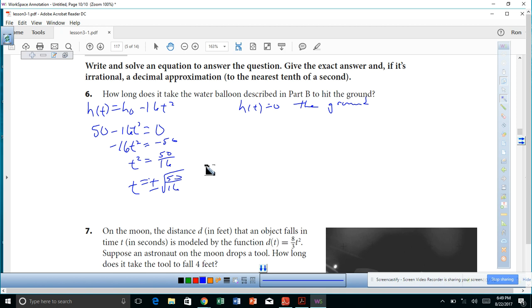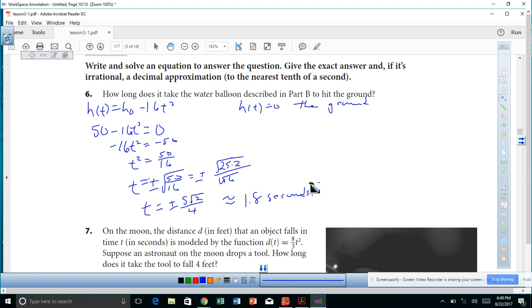Well, let's see. That would equal plus or minus the square root of 50. Wouldn't that be 25 times 2 over the square root of 16, which is 4, right? So t equals plus or minus 5 times the square root of 2 over 4. And if you put that in your calculator, that's going to be approximately 1.8 seconds.